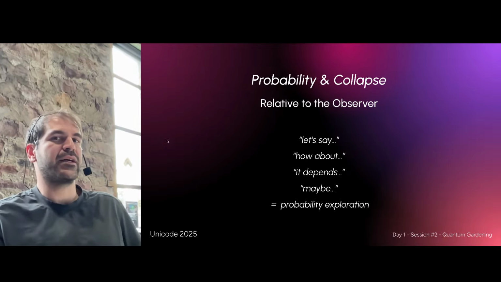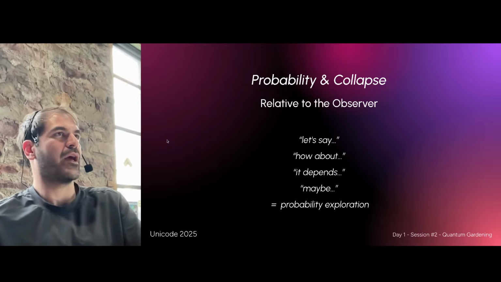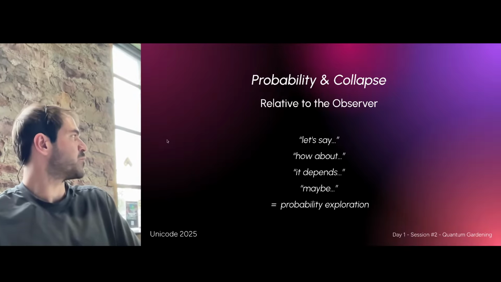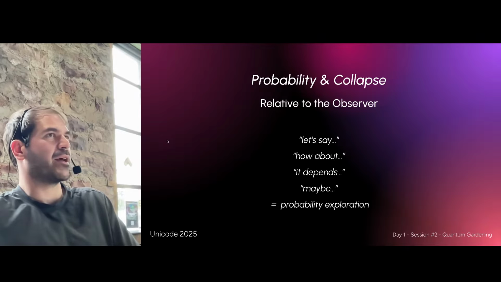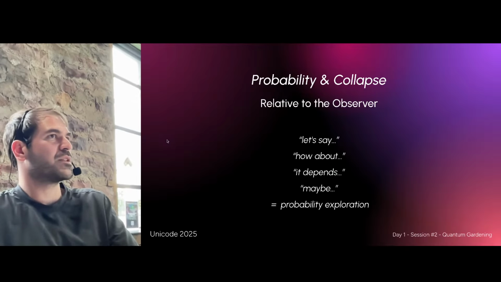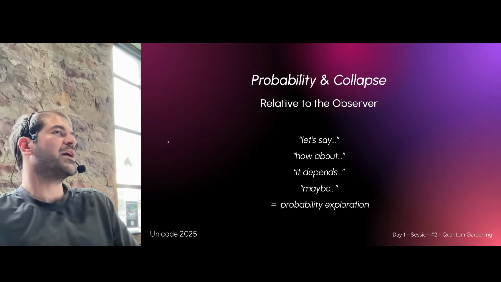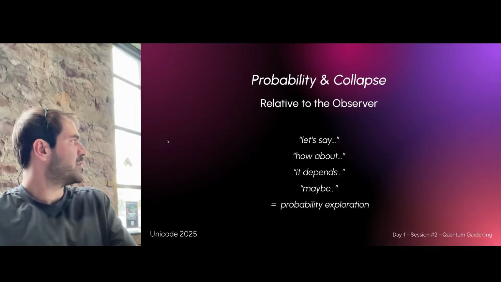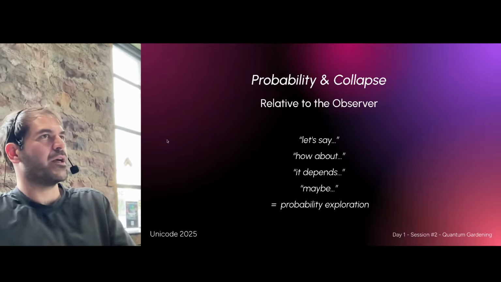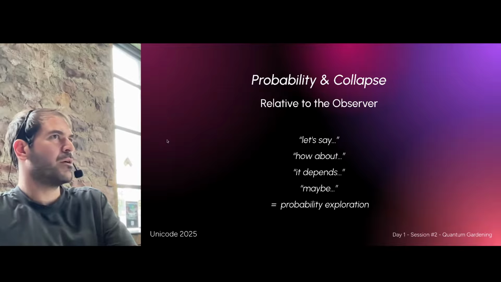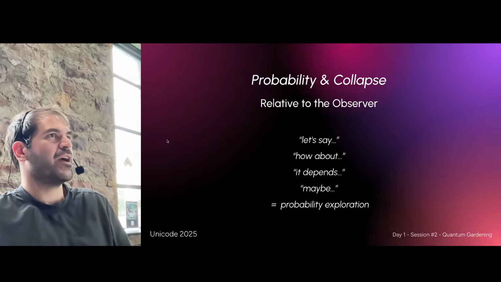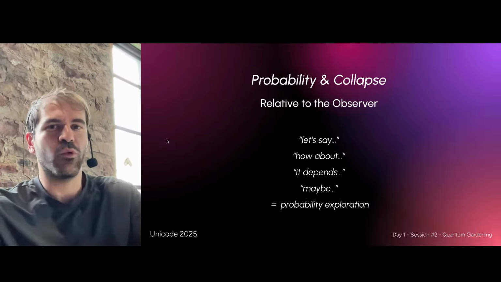So probability and collapse relative to the observer. Okay, so now I'm going to go through a couple things that typically we say, and when we say these things, what we're doing is we're summoning quantum mechanics. We're summoning infinite potentiality and probability spaces, but we don't even know we're summoning those things. Whenever we say, hey, let's say, you're automatically summoning a probability space. When you say, how about we go to this restaurant, what you're doing is you're gauging the probability space in an entangled network of observers.